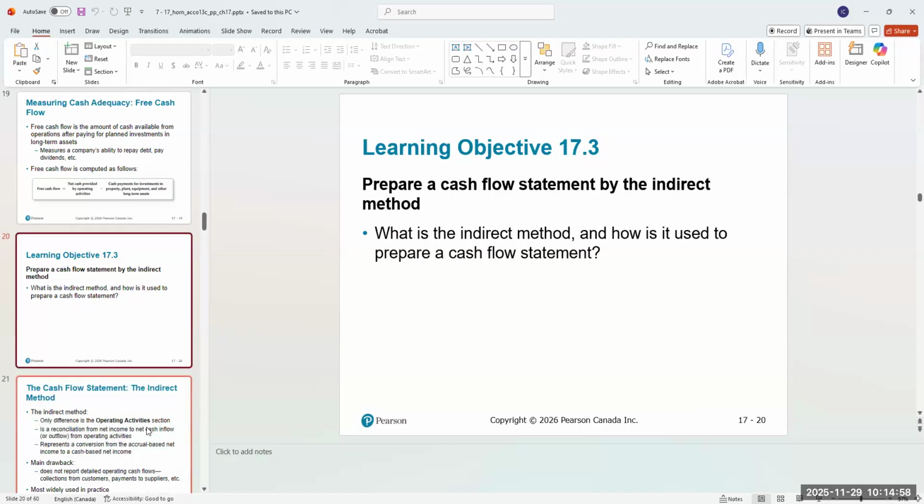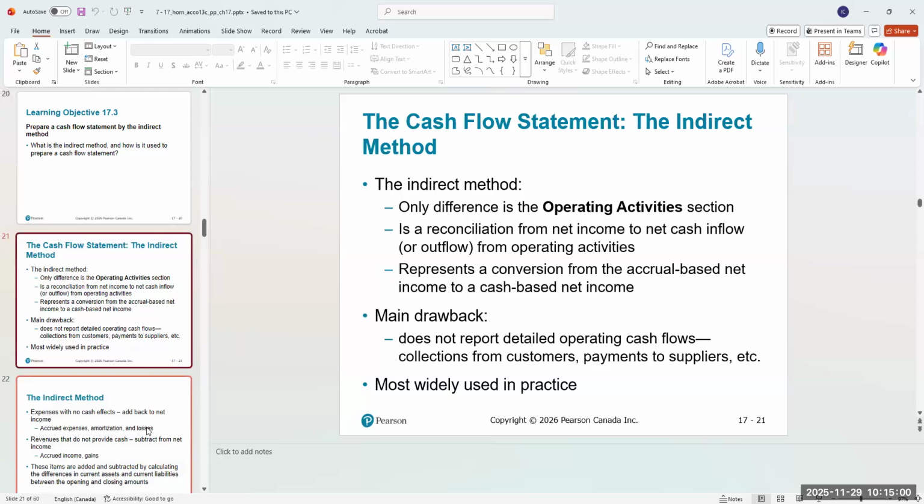Now let's start preparing the indirect method. The indirect method, again, differs from the direct method only for the operating activities. The difference is that in the direct method, we start with sales and then the changes in the working capital, expenses, then the changes in the working capital, whereas in the indirect method, we start with the net income, which already has sales and expenses.